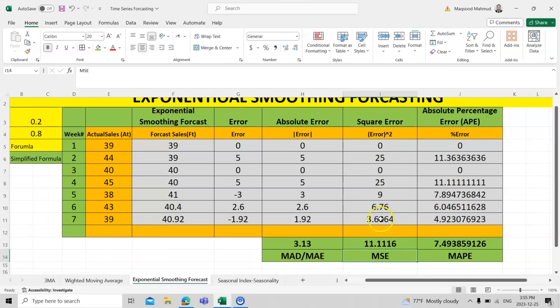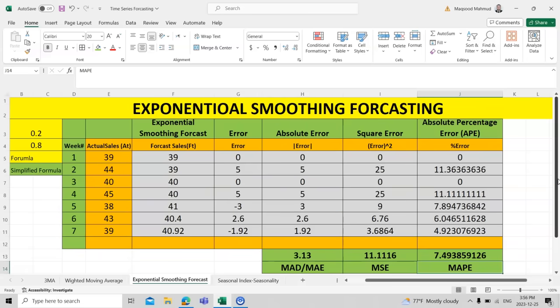To take the mean, the average, just add them up and divide by 7, because we have 7 entries. Similarly, for absolute percent error, we have individual week-by-week absolute percent errors, but we don't have the average for all 7 weeks. When we find that, it is MAPE, the mean absolute percent error. I hope you understand this exponential smoothing forecasting concept. See you in the next video.